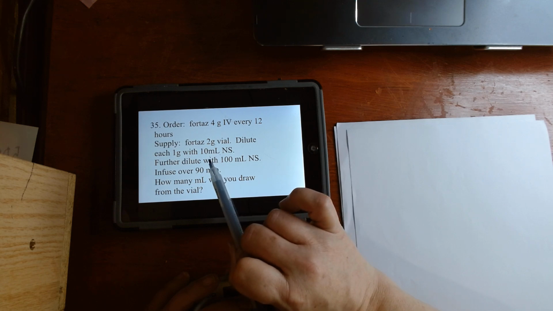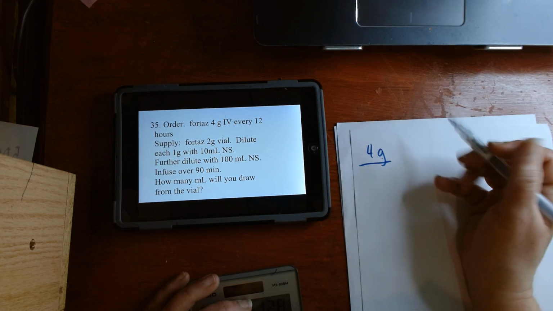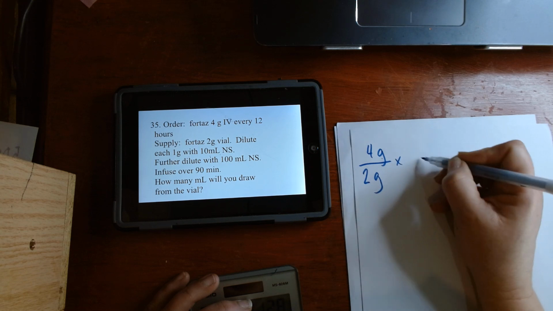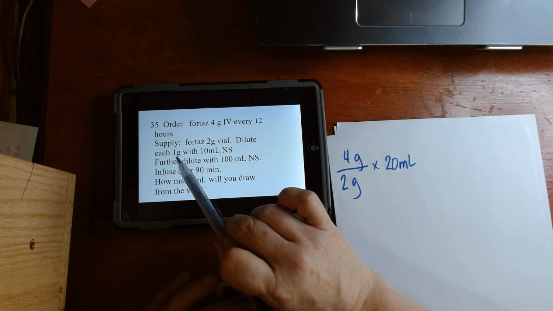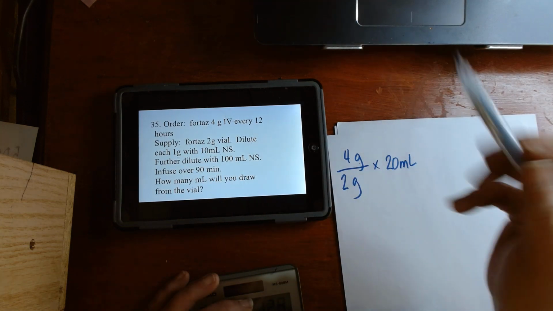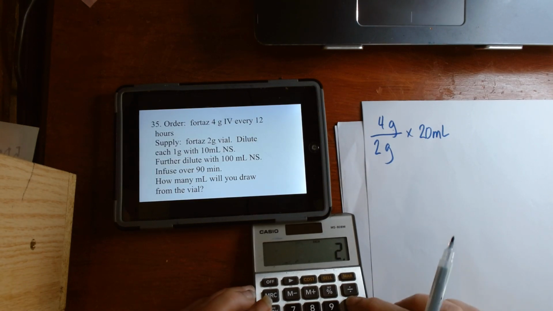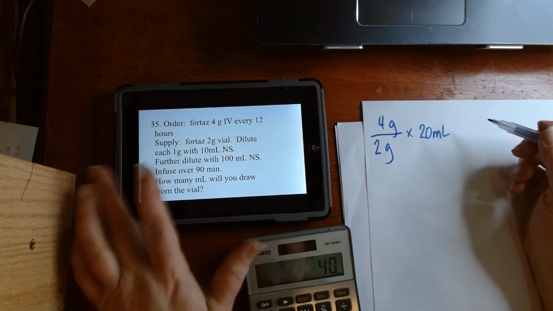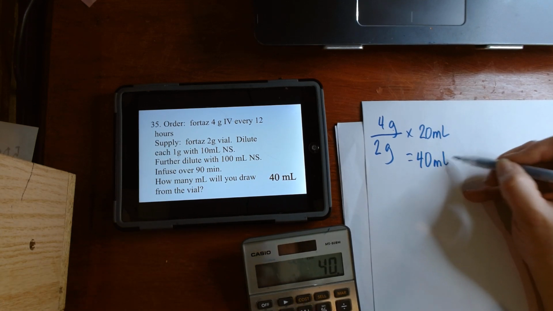You see that? So let's see, 4 grams divided by 2 grams times 20 mLs. This says dilute each 1 gram with 10 milliliters. I have 2 grams, so that's going to be 20. So 4 divided by 2 equals times 20. That's going to be 40 milliliters. We got to pull out that sucker.